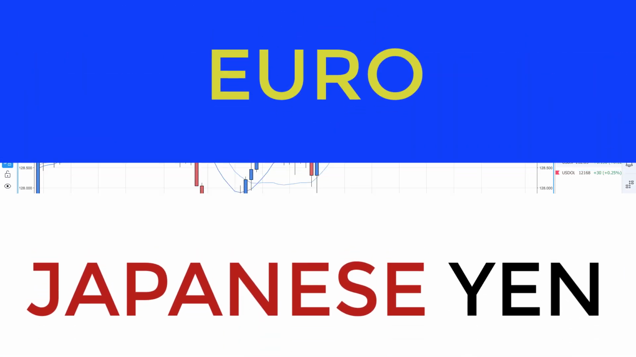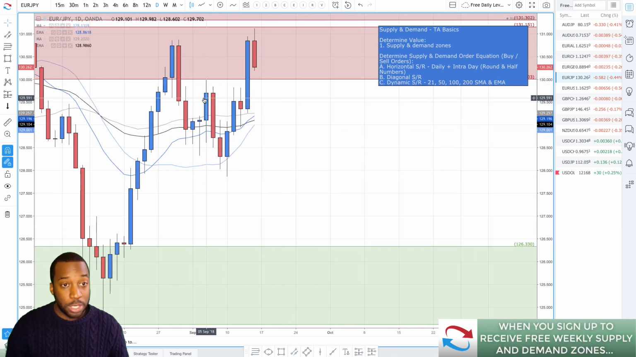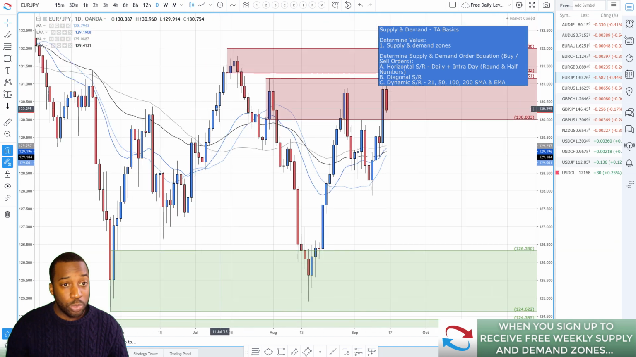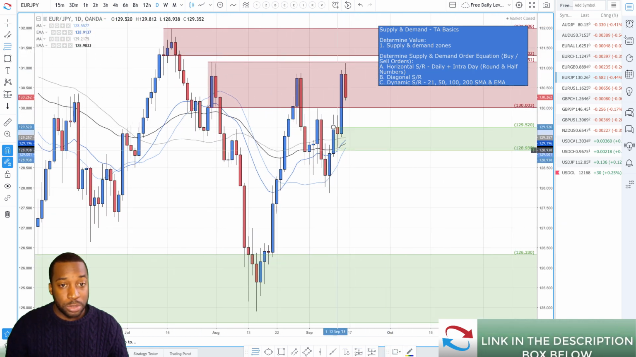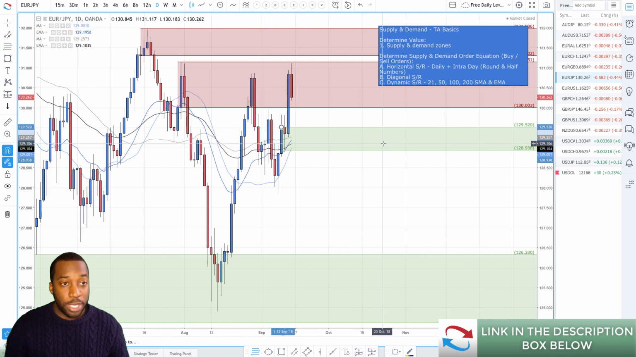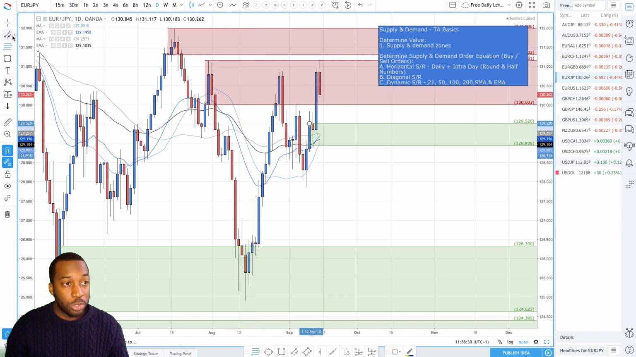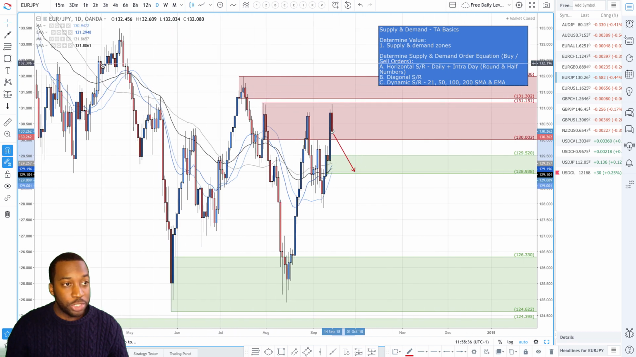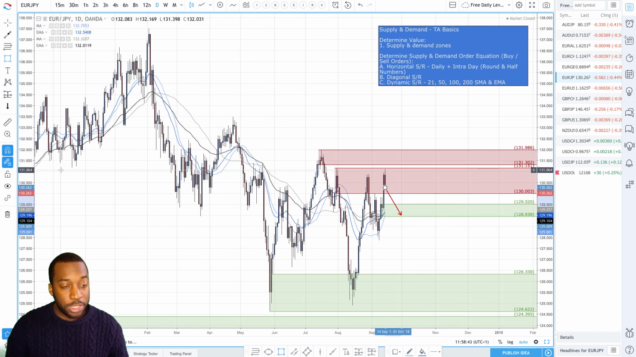Looking at the euro yen, it did break above that supply zone last week, and now we're into supply. So from a supply and selling perspective right now, you may want to look to get short. Again, why are you looking to get short? Potentially from a horizontal support and resistance level.